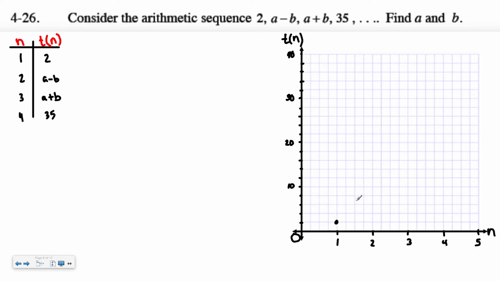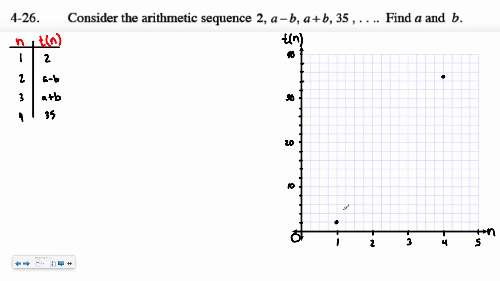Remember, this is discrete data, so it's not going to be connected. I'm not going to have a line through here, but I am going to look at the shape of it, because the fact that it's linear or constant growth is very important. I can't really plot my second and third points because I don't know the values of a and b, but I can plot my fourth term, which is 35. If I go in here at 4 and I go all the way up here, I'm at 30. This would be 32, 34, so we'd be about right here. That would be our point where we're at 35.